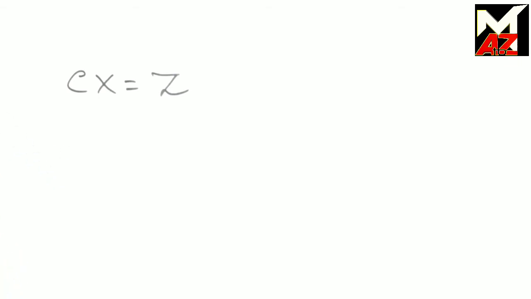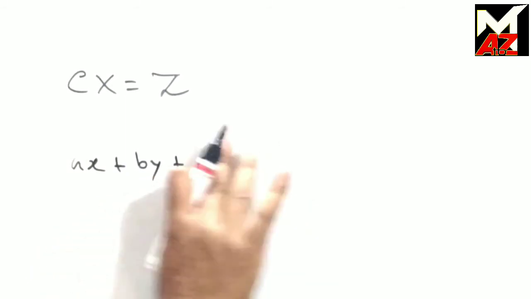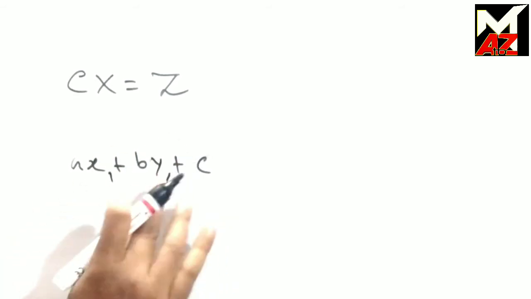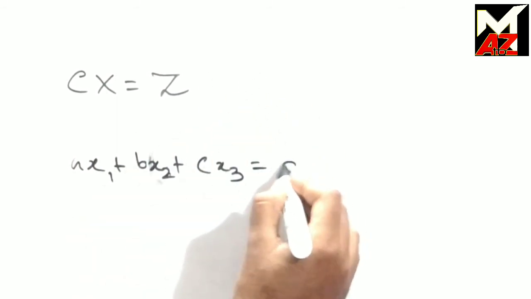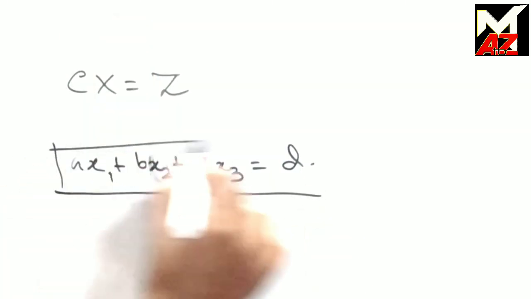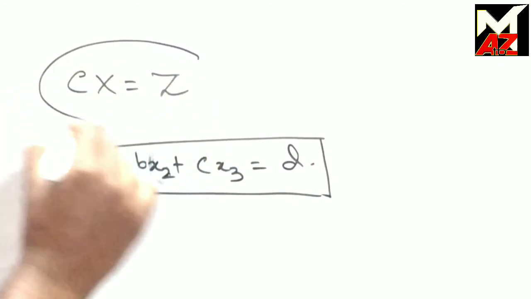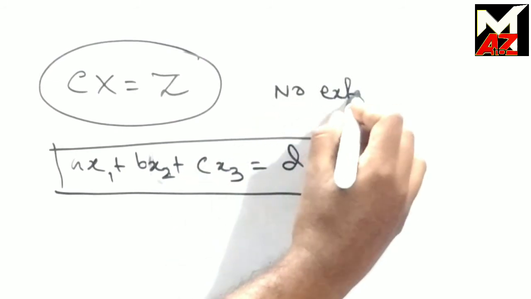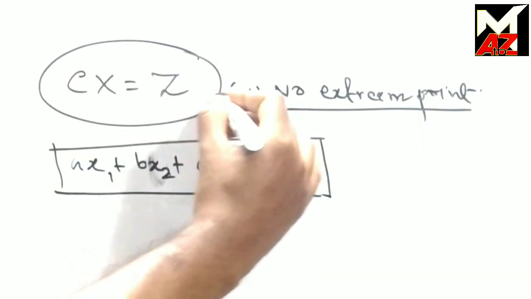Now, if we consider the hyperplane in 3 dimensions, then we get the hyperplane as a x1 plus b x2 plus c x3 is equal to z, and for a particular value of z, that is d. And this is a plane in 3 dimensions, and we know that a plane has no extreme point, similar to a straight line having no extreme point. So we say that a hyperplane has no extreme point. Okay, so option 4 is correct.